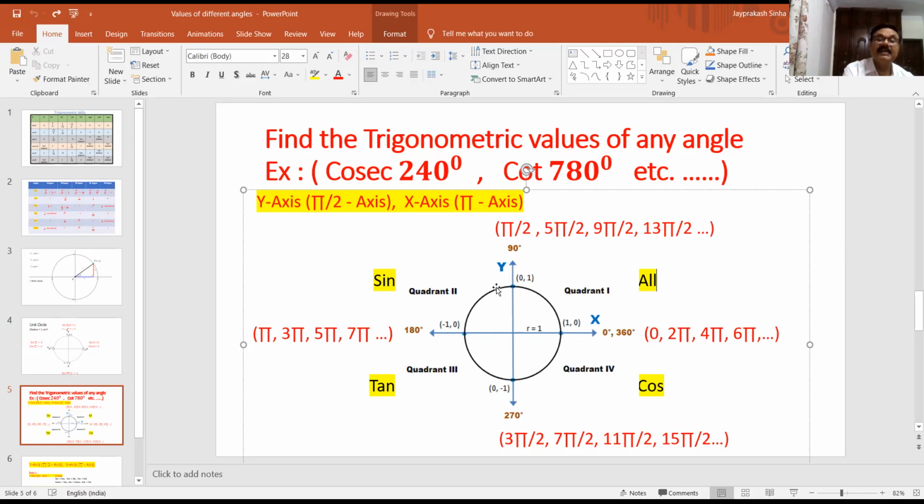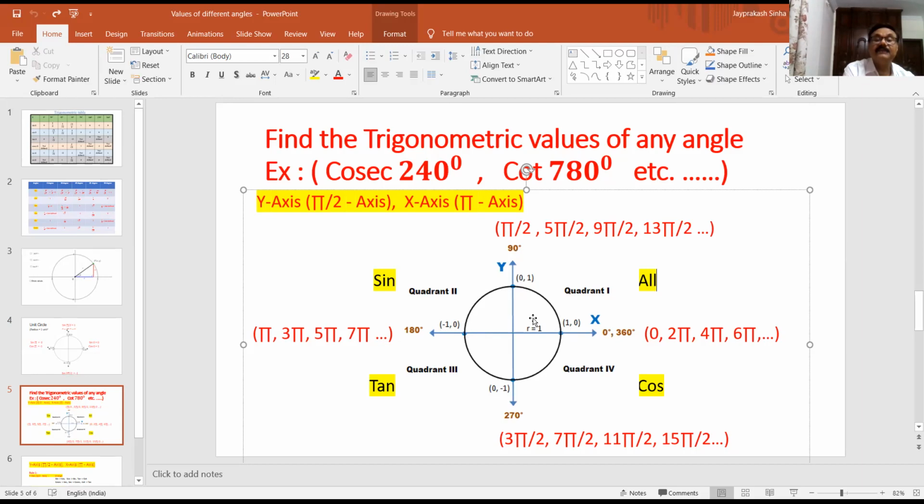Here, if you are making half the revolution, half the rotation, you are reaching here, which means you are making an angle of pi. So this is pi. If you make one complete rotation, then pi plus 2 pi will become 3 pi. 3 pi plus 2 pi, 5 pi. 5 pi plus 2 pi, 7 pi. This means you are going to get the same values for pi, 3 pi, 5 pi, and 7 pi.